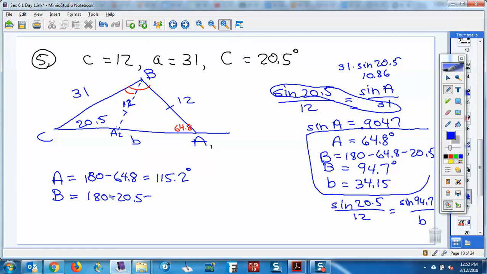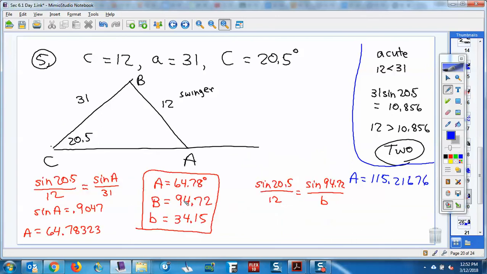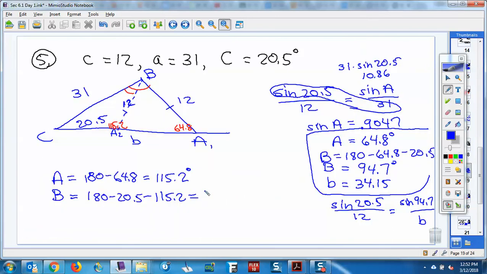So I'm going 180 minus 20.5 minus 115.2, right? So I just found, let me write that in red here, this would be 115.2. So now I got 180 minus that. It's going to give me that little angle B up there. What do you get for that one? 44.28, 44.3.